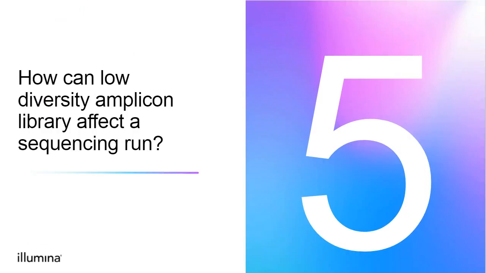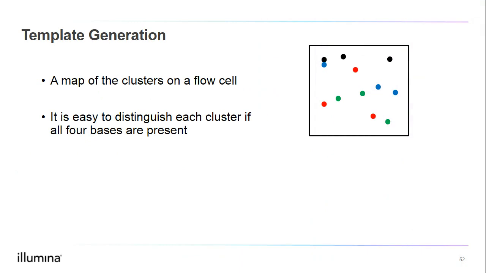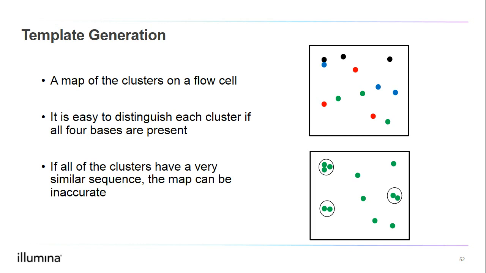Now that we have seen what amplicon sequencing runs look like, let's discuss how low diversity can impact a sequencing run. The first impact low diversity can have is on the template generation step. On non-patterned flow cells during template generation, the sequencer creates a map of the position of each cluster on the flow cell. If there are multiple bases present, it is easy to distinguish each cluster and make an accurate map. With low diversity sequencing, at a given cycle, only a single base may be present. So clusters that are close together showing the same base may be seen by the sequencer as a single cluster, creating an inaccurate cluster map.